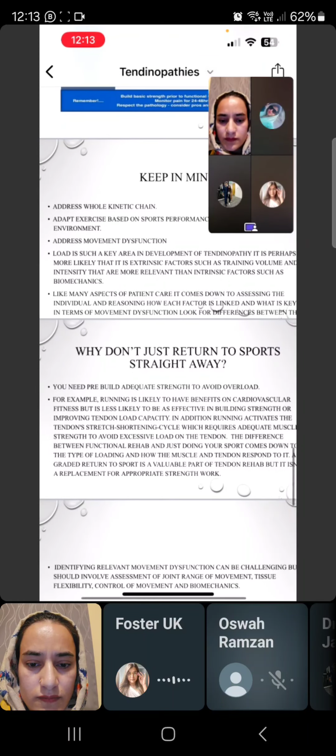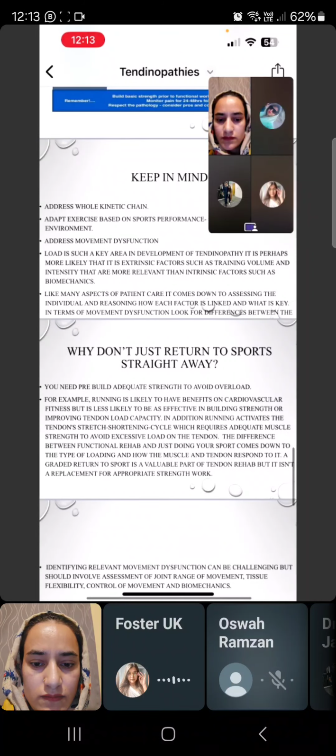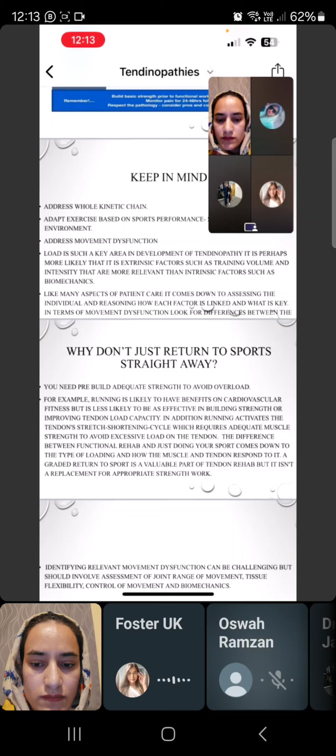In addition, running activates the tendon stretch shortening cycle, which requires adequate muscle strength. If it doesn't have the pre-built strength, it's going to pop out, it's going to break. So it requires that the tendon has strength to avoid excessive load, because your tendon is not prepared for it, not ready for it, not strong enough for it. The difference between functional rehab and just doing your sport comes down to the type of loading and how the muscle and tendon respond to it. It was a shock to it, so it will break because it wasn't strong enough.